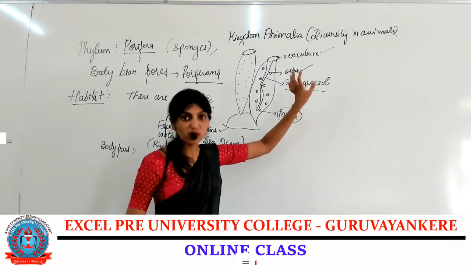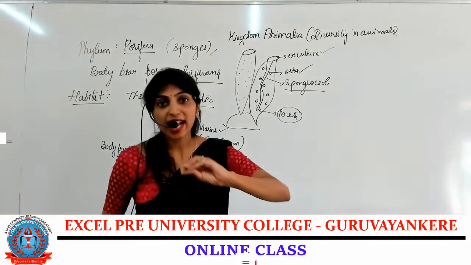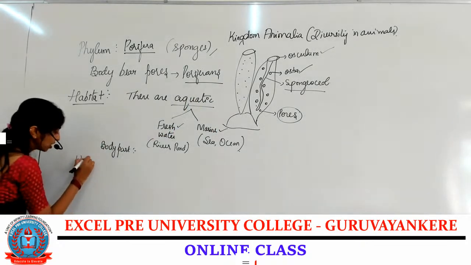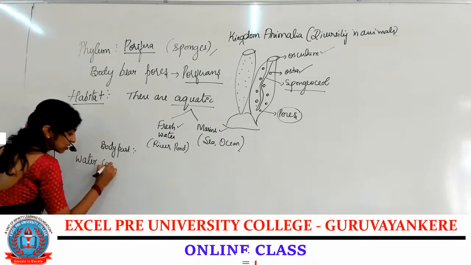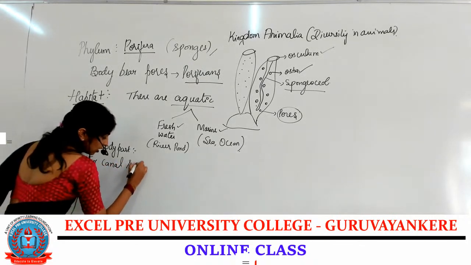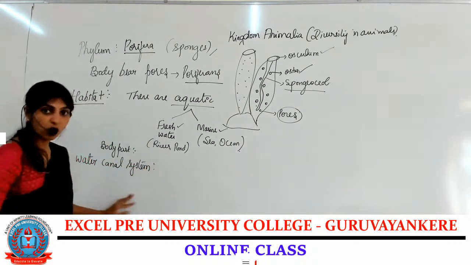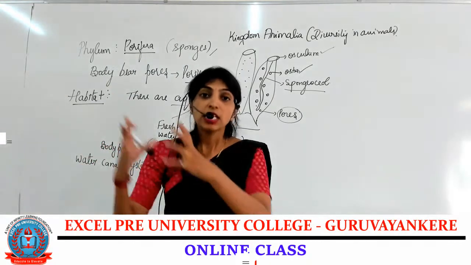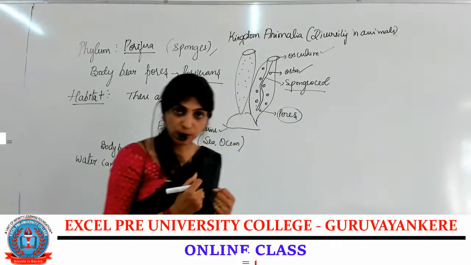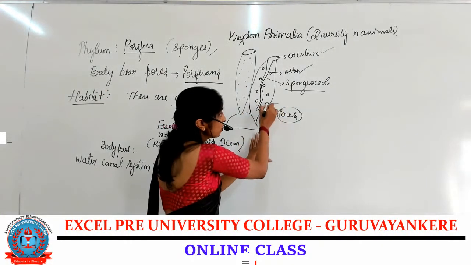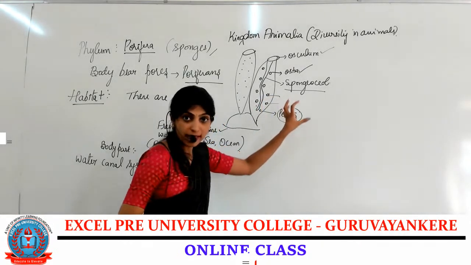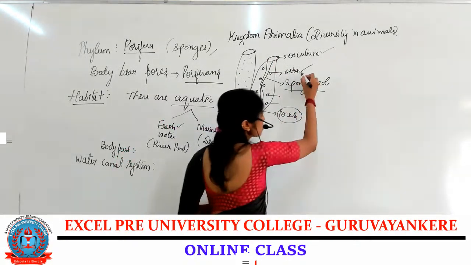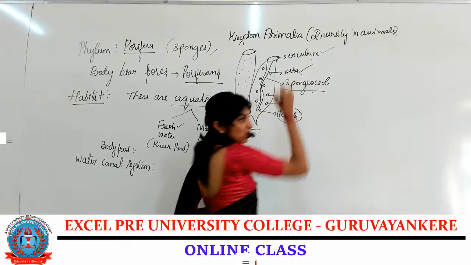Why have I told you these parts? Because you have studied that poriferans bear a water canal system. Have you heard that poriferans have a water canal system? Yes. They bear a water canal system. Now what is this water canal system? Their body takes up nutrient components. This is the body. From where do they take up the nutrient components? By this water canal system, which includes ostia, spongiocele and osculum.